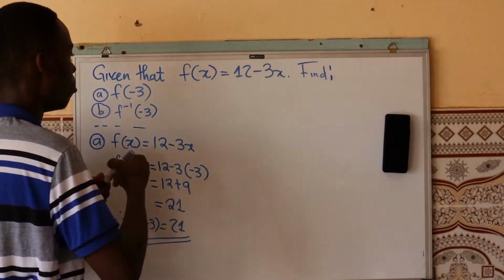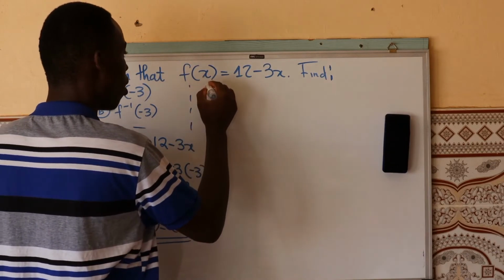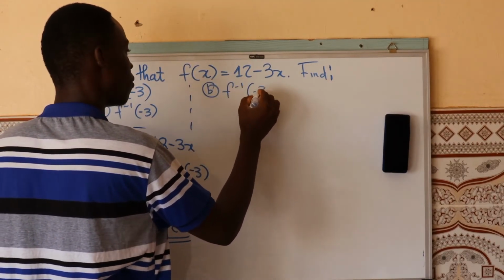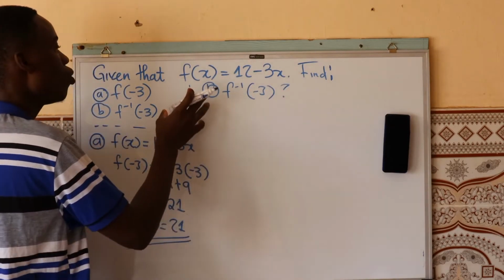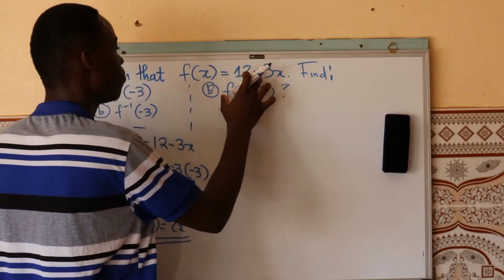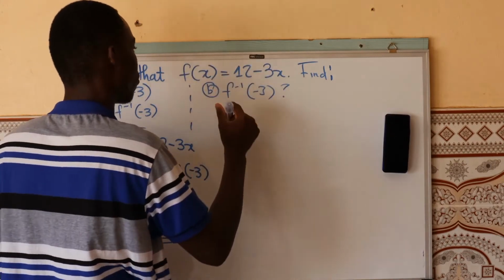Now, our b says find the inverse of negative 3. But we don't know the inverse of this function. So the first thing is finding the inverse of the function, then replacing this in the inverse of the function.